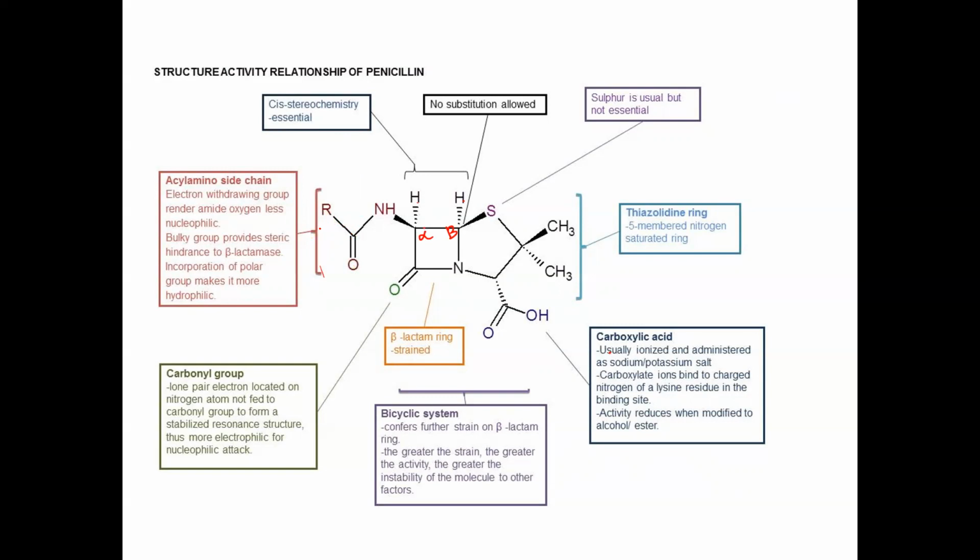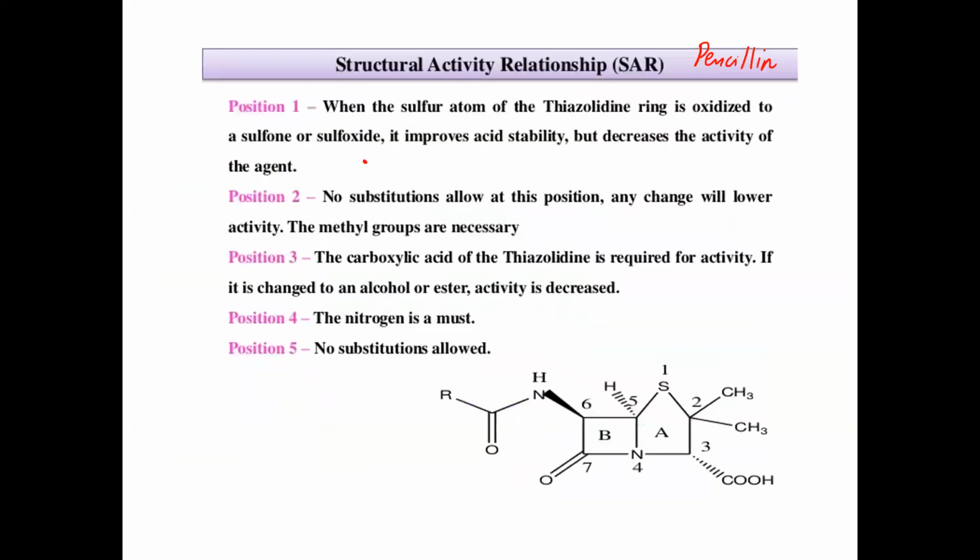Bulky groups here inhibit the action of the enzyme beta lactamase. And if there are more polar groups, that will make the entire molecule hydrophilic. These are some of the structure activity relationships of penicillin. One example that you have seen, SAR of penicillin. If you don't want to go through all of this, you can study those 5 points. These 5 points are enough.